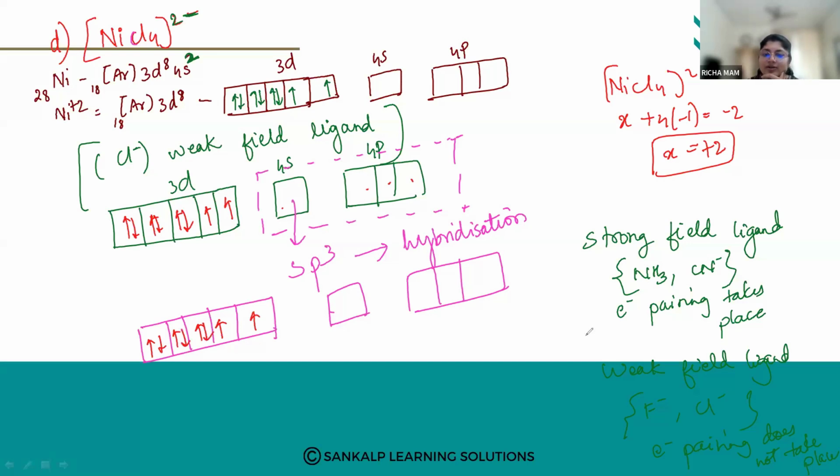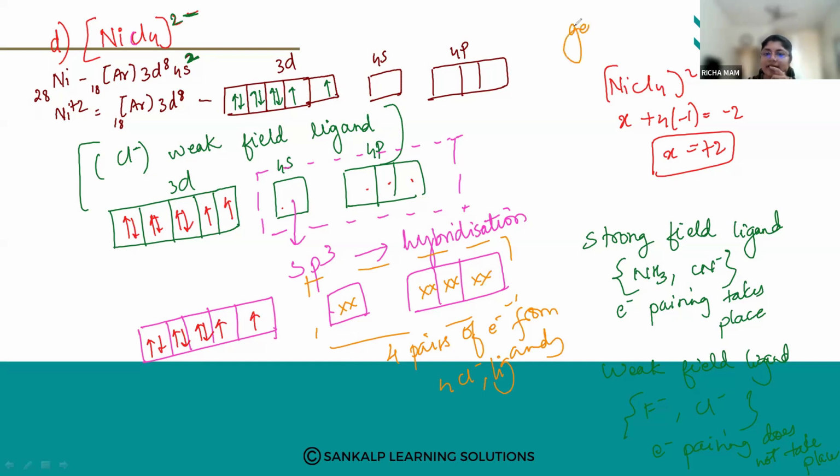Now the four pairs from chlorines, they are occupied by what? So 1, 2, 3, and 4. So these are the four pairs of electrons from 4 Cl minus ligands. Okay. So the hybridization is sp3.